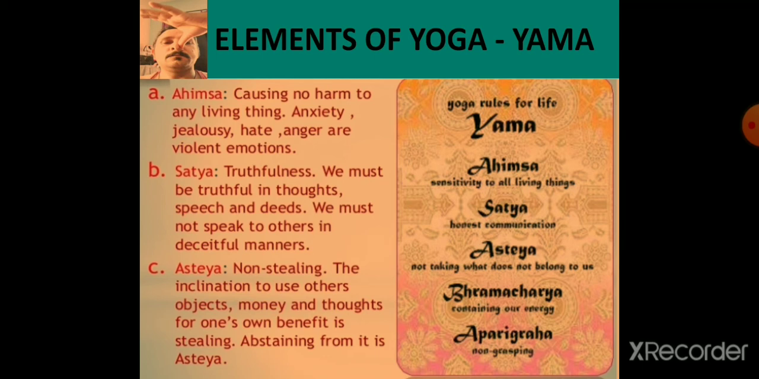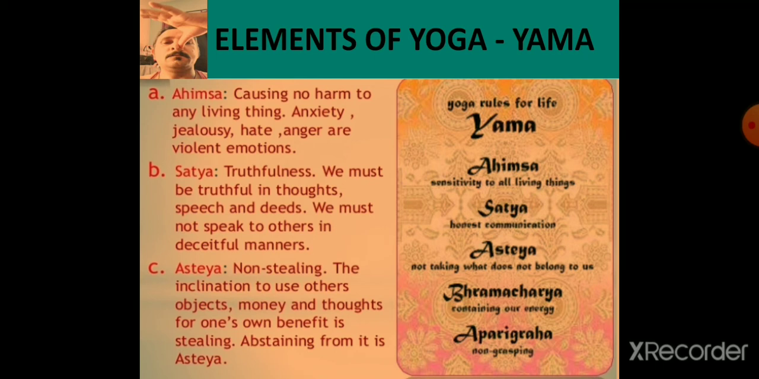So this is about ahimsa, causing no harm to any living things. It is not only about persons, it is about life. Animals, insects, plants, wherever there is life, we should always protect them. We should always make sure that they are not harmed physically, psychologically, and socially. This is ahimsa.